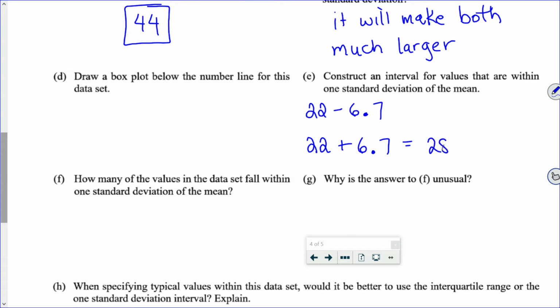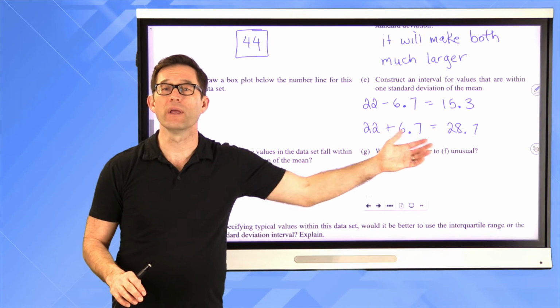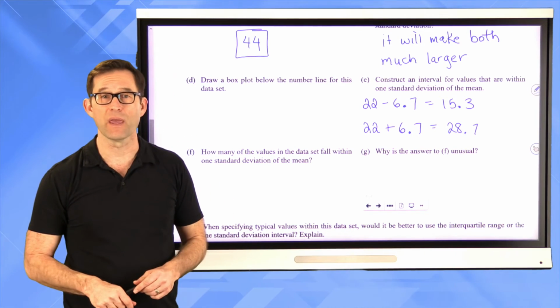That's going to be 28.7. That's going to be 16 minus 0.7. So that's going to be 15.3. So any value between 15.3 and 28.7 will lie within one standard deviation of the mean.